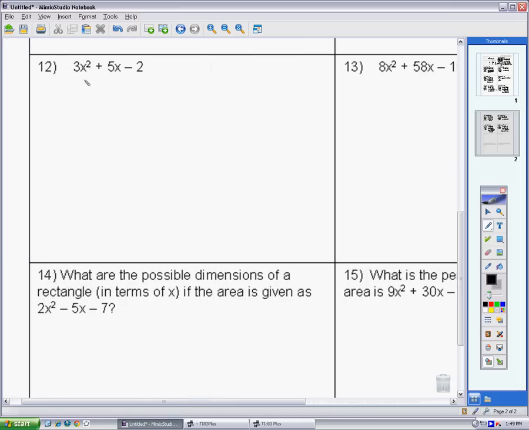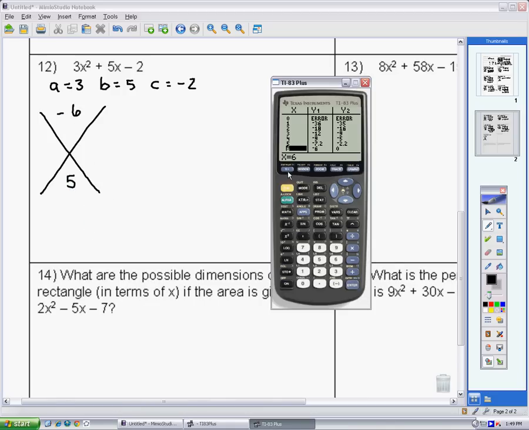Number 12. I'm going to label my coefficients. A equals 3, B equals 5, C equals negative 2. Make my x. Multiply my A times C, negative 6, and B goes on the bottom. So I'm going to bring up my calculator, and I'm going to change my number to negative 6. And I'm going to check for 5 as a sum.